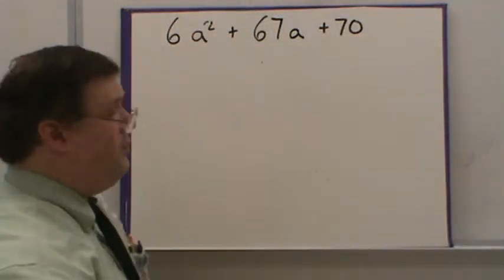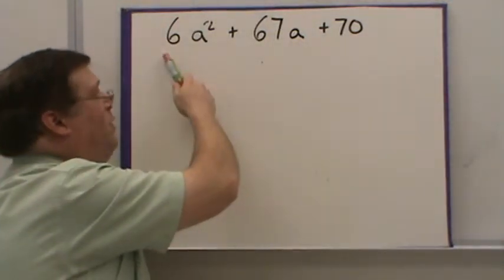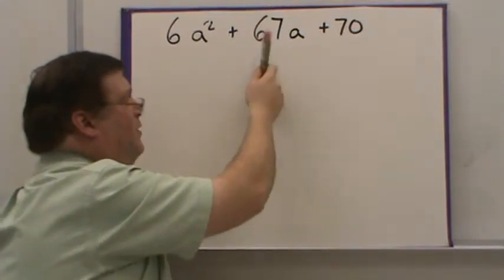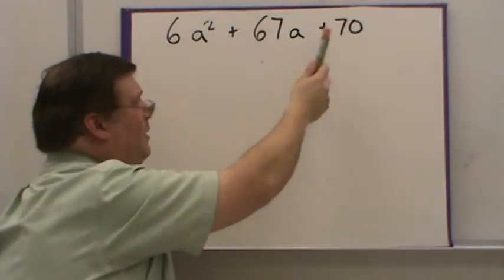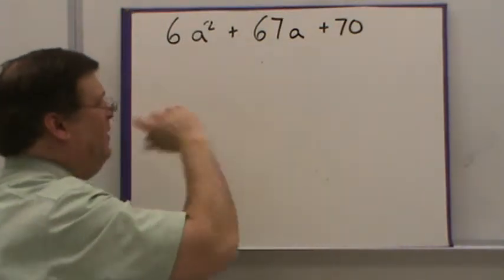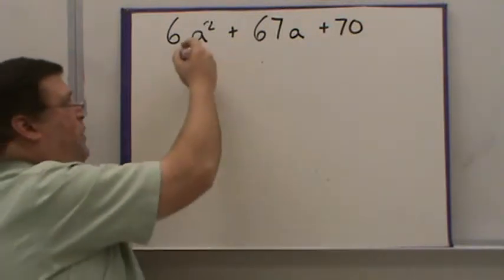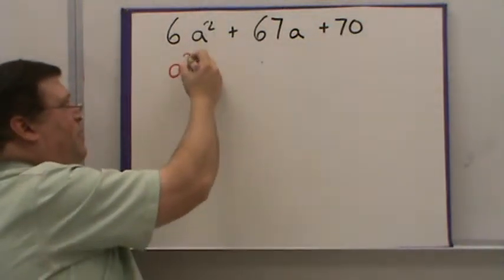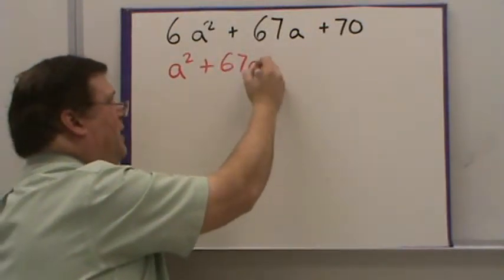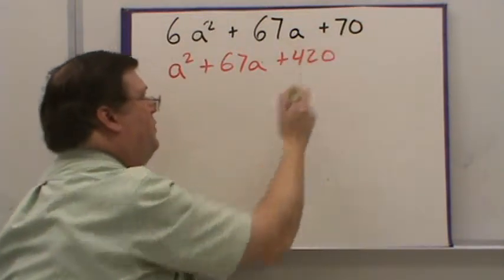All right, again, first thing I should do is check to see if there is a common factor between all three. 6 only has the factors of 1, 2, 3, and 6. 6 does not go into 67, nor does 2 or 3. 2 goes into 70, but not into the other two, so there's no common factor across all three here. So I start my AC method by writing this without the a, so a squared plus 67a. 6 times 70 is 420.